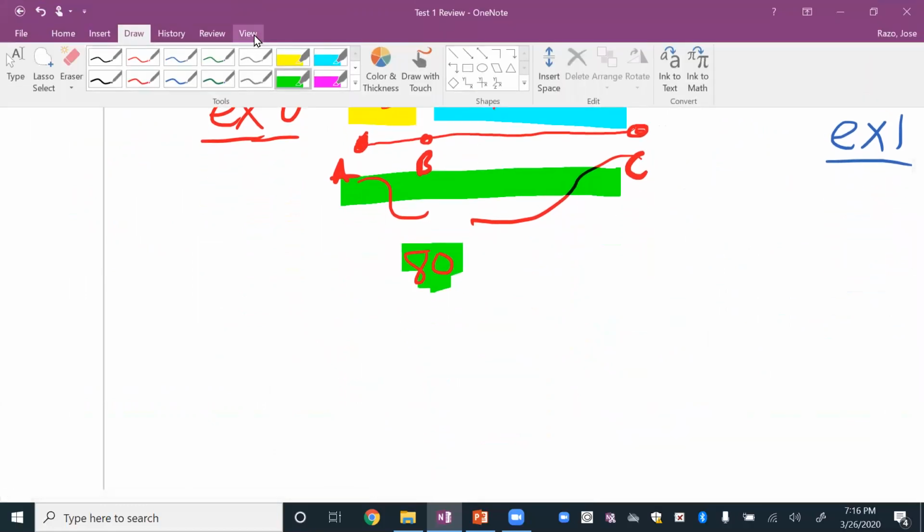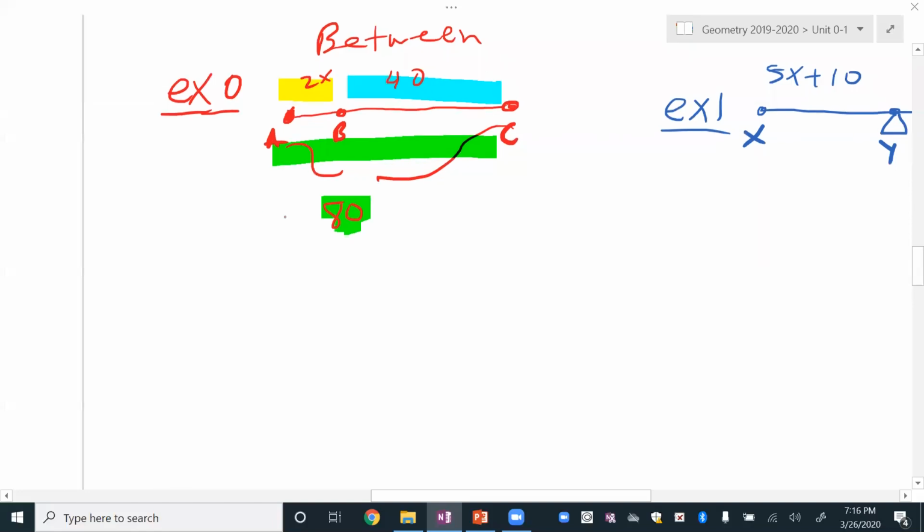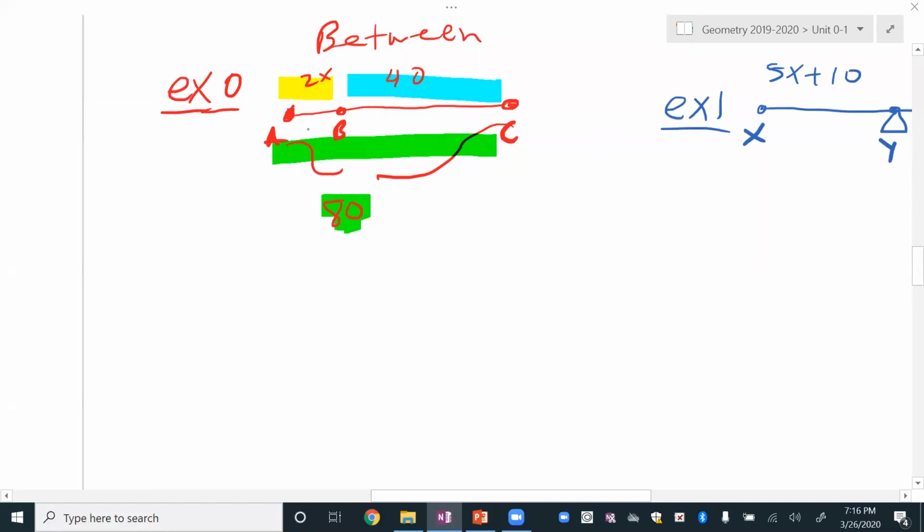Now, if we're trying to solve for the line segment, we need to set up our equation. So you have AB plus BC equal to AC. So we'll have 2x plus 40 equal to 80. And then we could just use regular math to solve for this one. So x equals 20.